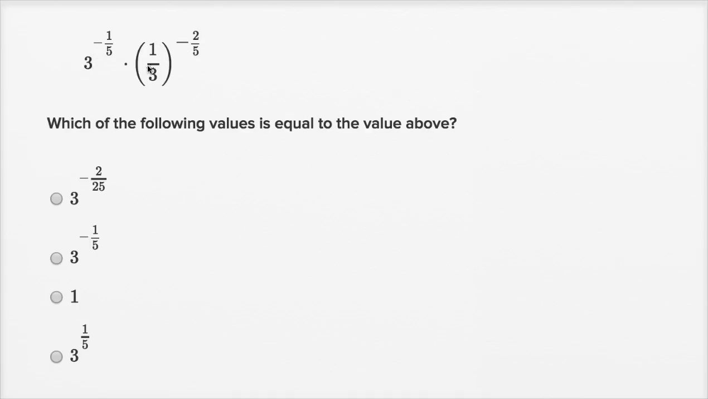And the key realization here is that 1/3 is the same thing as 3 to the negative 1 power. 1/3 is the same thing as 3 to the negative 1 power. And if we do that, I suspect that we're going to be able to get similar bases here. Let me rewrite the whole thing. So it's going to be 3 to the negative 1/5 times, instead of writing 1/3, I could write 3 to the negative 1 power to the negative 2/5 power.